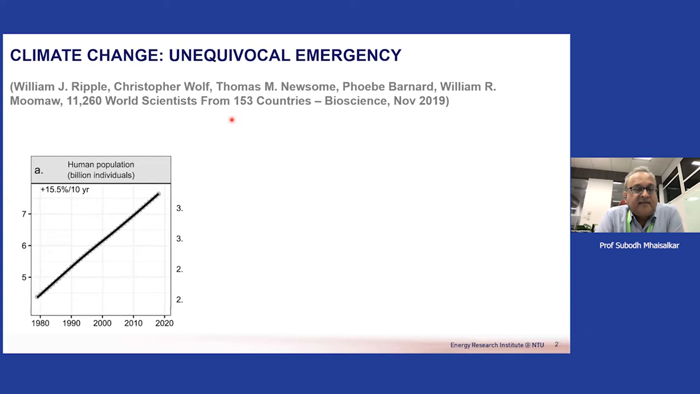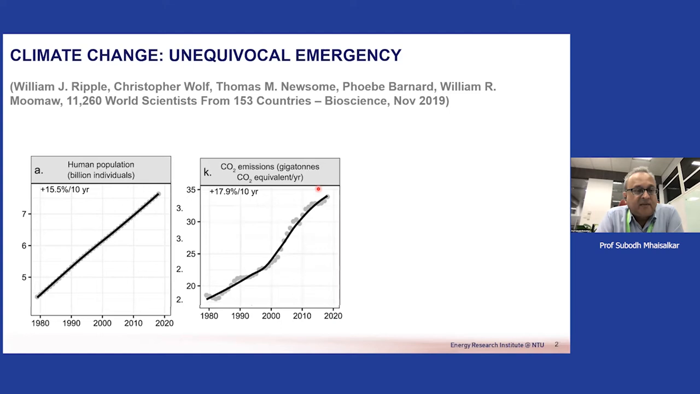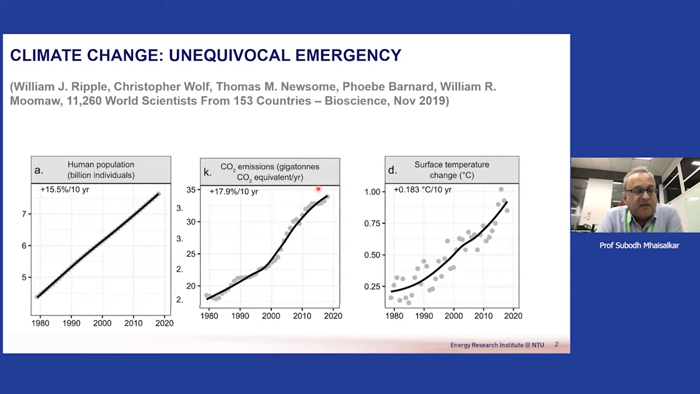published that spoke about climate change being an unequivocal emergency. This was an article that had more than 11,000 scientists from all over the world. And I just picked three important graphics from that publication. The first thing to note is that the human population will continue to increase. And that is one of the biggest challenges that we have, that we are hosting more and more human activity on Earth. That translates directly into the CO2 emissions. And the CO2 emissions that we are dealing with is also a major challenge. As you probably know, we have exceeded 400 parts per million CO2 from the atmospheric perspective.